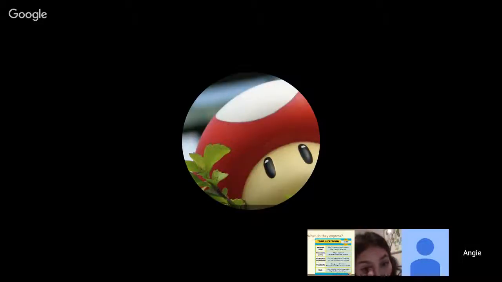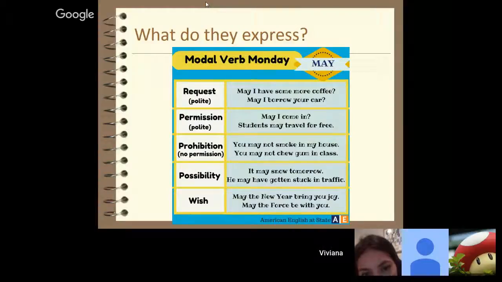Possibility. It may snow tomorrow. He may have gotten stuck in traffic. Wish. May the new year bring you joy. May the force be with you. Excellent. So this may is used as a modal verb, and it means something that it can be. It may be a request, permission, prohibition, possibility, and a wish.